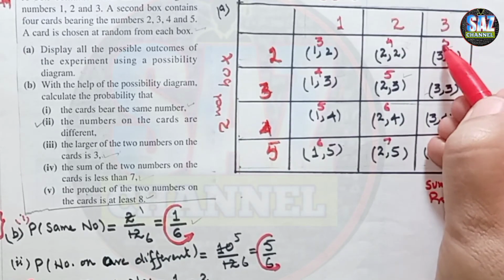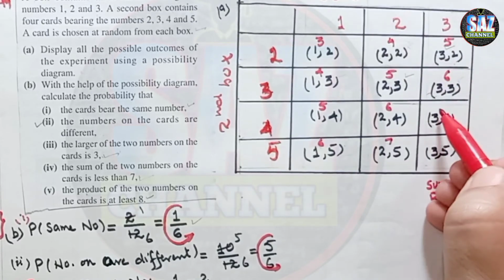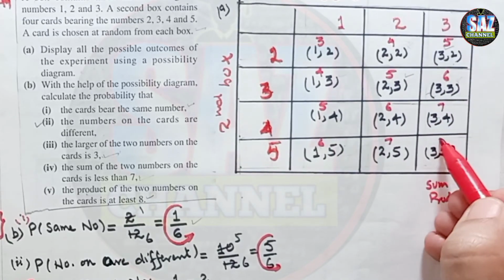3 plus 2 is 5. 3 plus 3 is 6. 4 plus 3 is 7. And 5 plus 3 is 8.